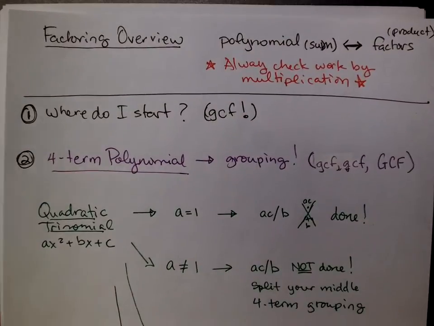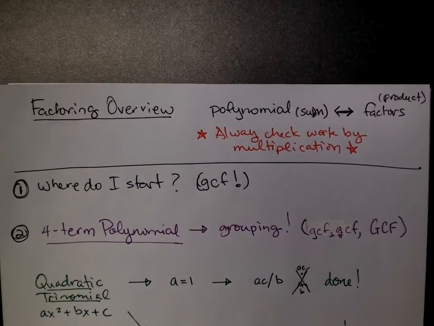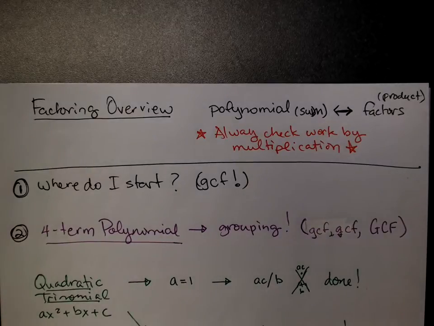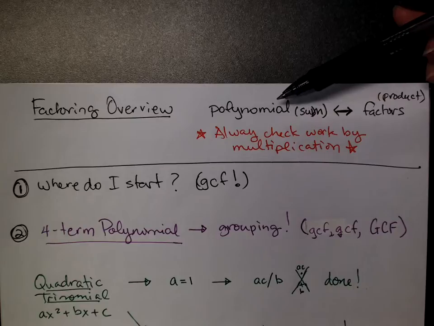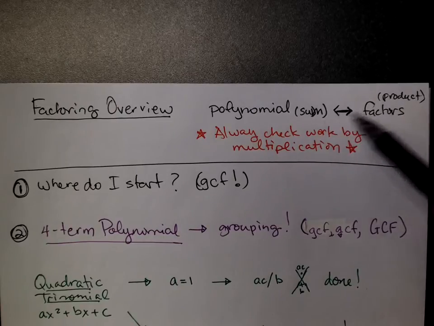So the overview, like I said, is already written out, so I'm just going to go over it and scan it in, so we can move on to more of the meat of things. But the basic factoring overview is this. The concept of factoring is that you have a polynomial, which is a sum of terms, and you break it down into its factors, a product of factors. So you change it from a sum into a product.